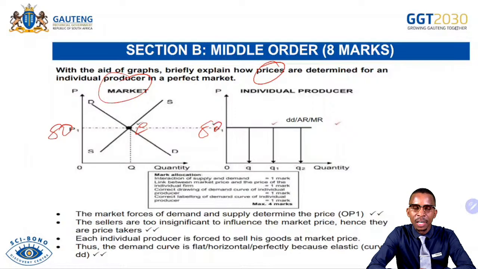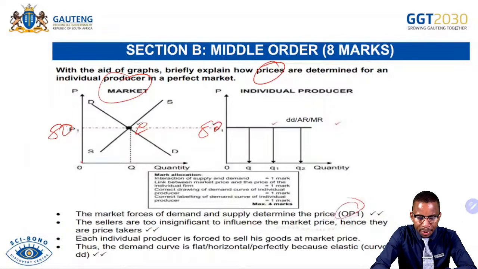That's why we have the perfect market having the horizontal demand curve. The market forces of demand and supply determine the price at OP1. And then the sellers are too insignificant to influence the market price. Hence, they take the price, so they are the price takers. Hence, you see that the price is OP1. Also, here is OP1.